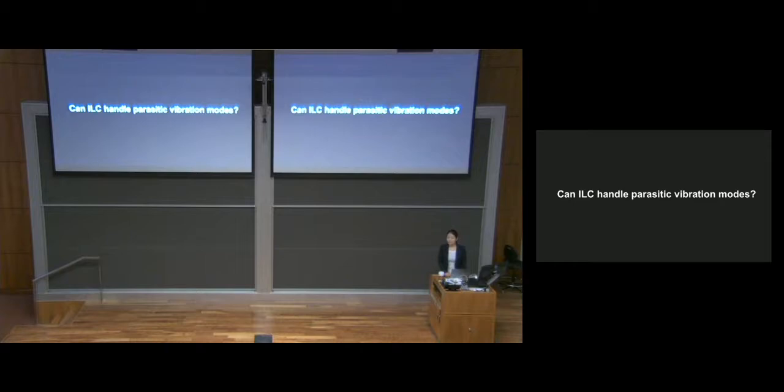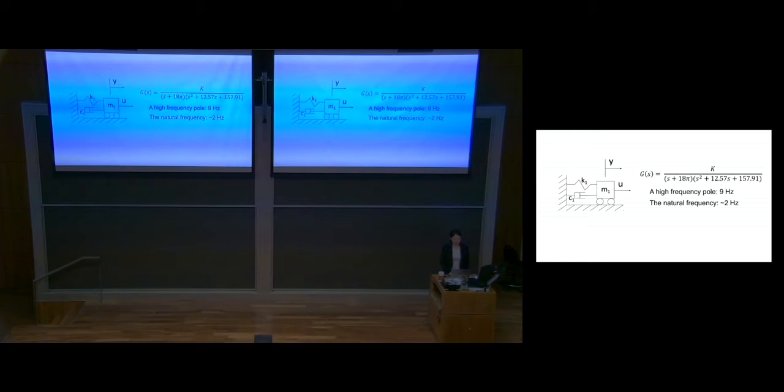Here is the simulation. If we have a spring mass damper system, we use a second order transfer function to represent the dynamics. The real dynamics, however, might have a high frequency pole that we don't know. What will happen for this case if we apply ILC using a second order system model?